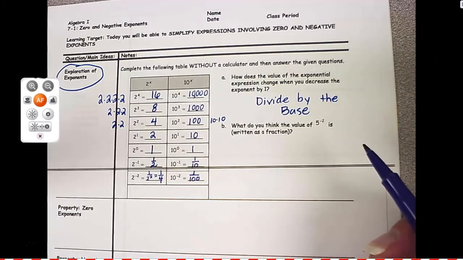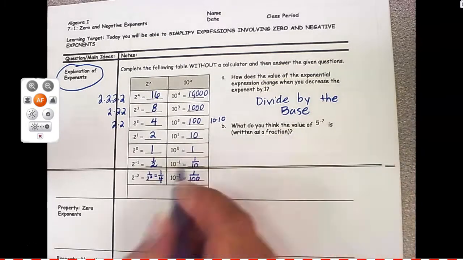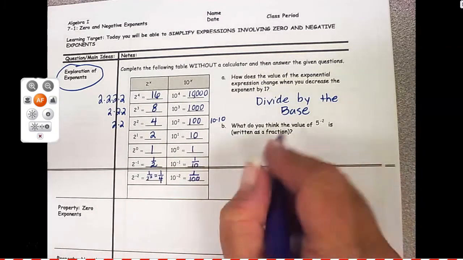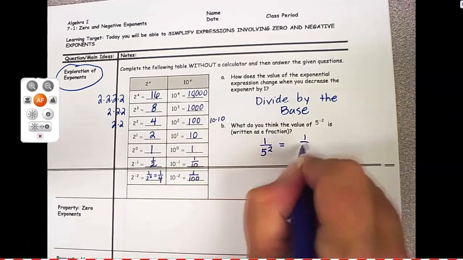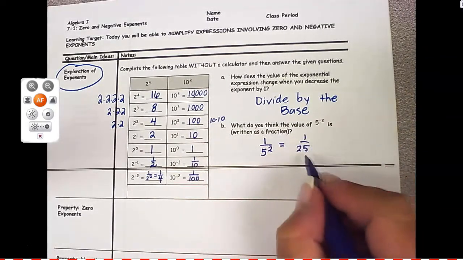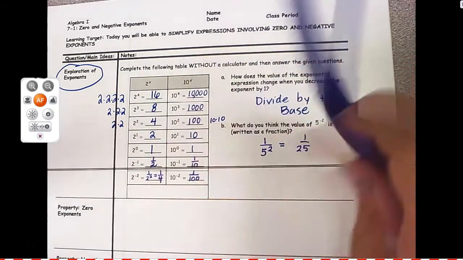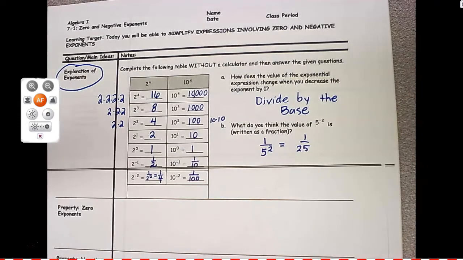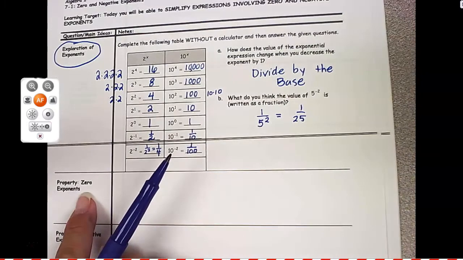And here you can pause if you don't want to just be told the answer. But following the patterns here, I'm going to put 1 over 5 to the 2nd power, and I get 1 over 5 times 5, which is 25. So using these patterns, we want to go ahead and see if we can explain the zero exponent property.